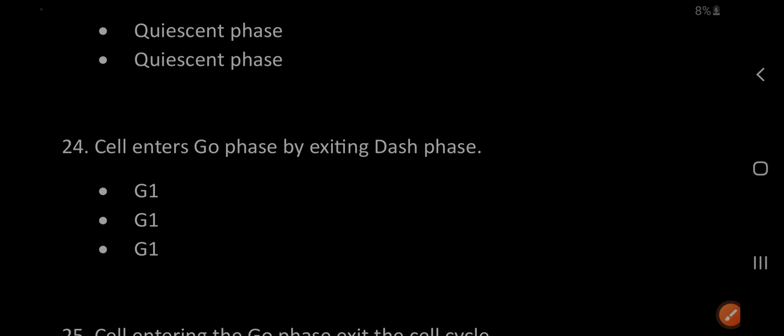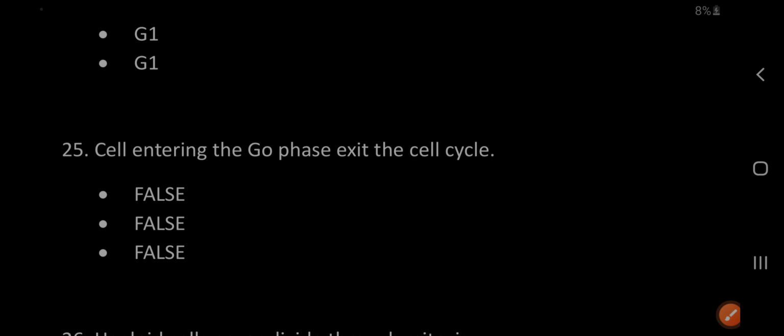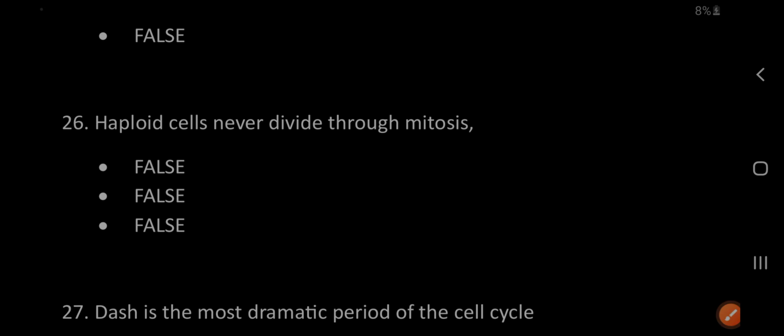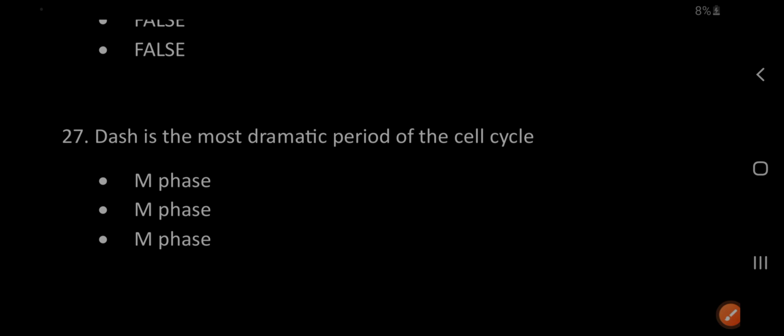Cell enters G0 phase by exiting dash phase. G1. Cell entering the G0 phase exit the cell cycle. False. Haploid cells never divide through mitosis. False. Dash is the most dramatic period of the cell cycle.